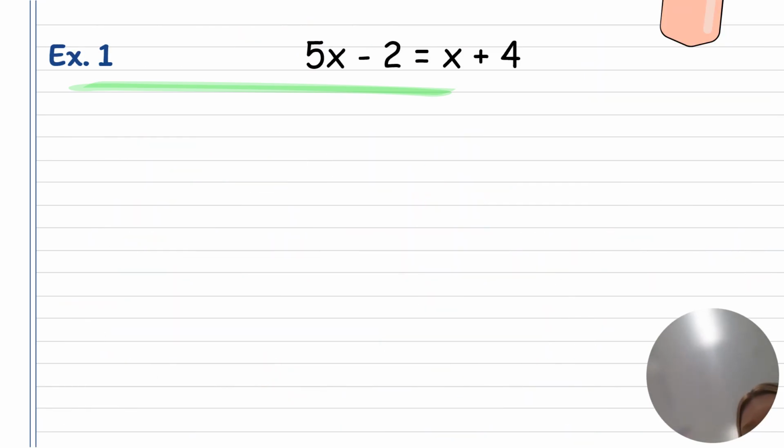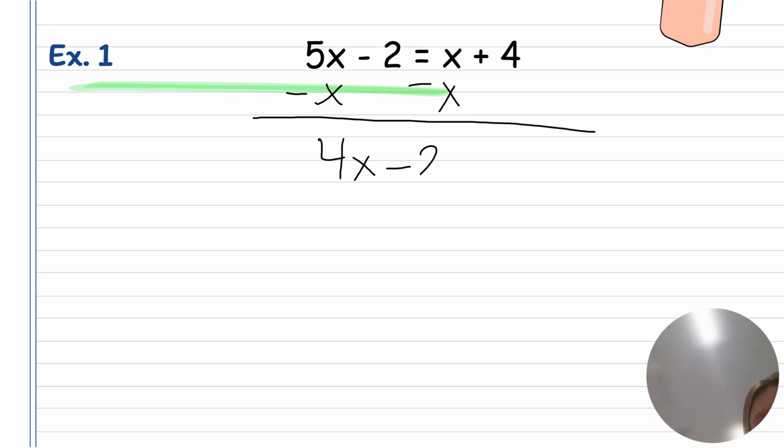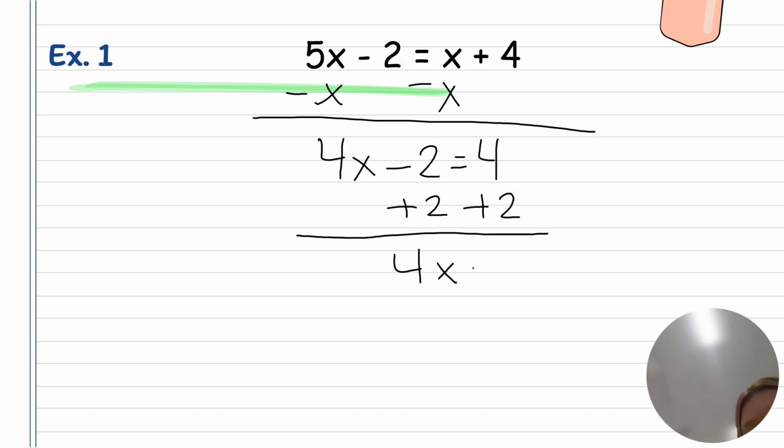So I always like to move my x's to the left since it is best practice to have them over there. So I'm going to move this x over here first. When I do that, I'll be left with 4x minus 2 equals 4. I'm going to add this 2 to both sides. Remember, I want x all alone, so I'm moving anything that's with x out of the way. On the left, I'm left with 4x, and on the right, I'm left with 6.